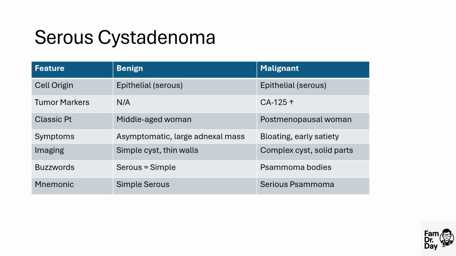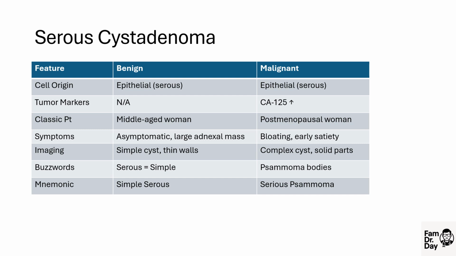Let's start with serous cystadenomas. Both benign and malignant forms come from epithelial cells. Benign usually hit middle-aged women and are often asymptomatic with a large adnexal mass. Imaging shows a simple cyst with thin walls, and it's pretty easy to remember. Serous equals simple, so remember as simple serous.